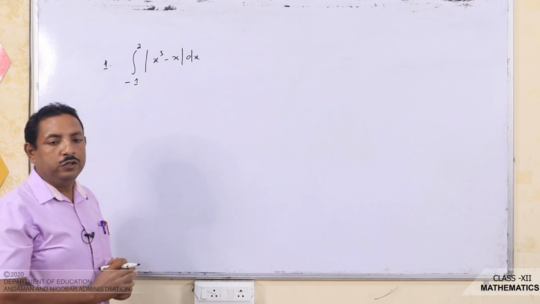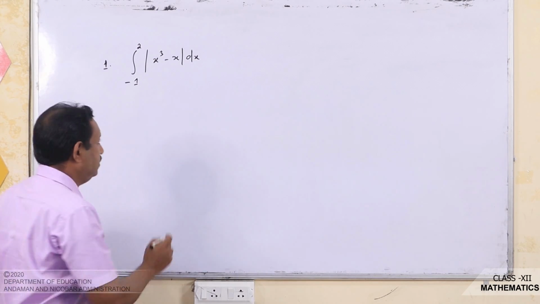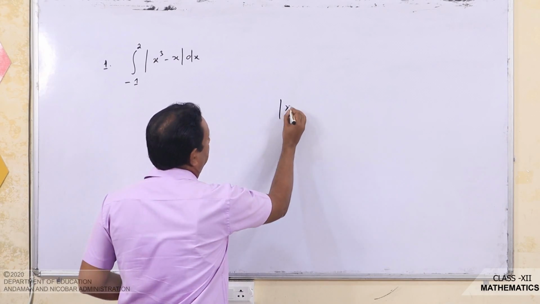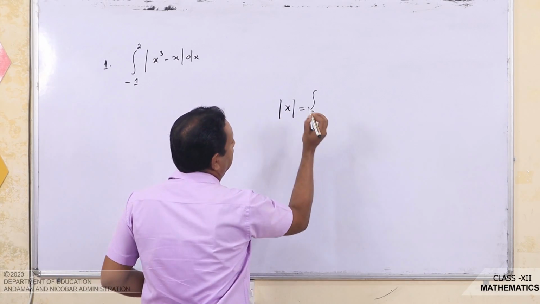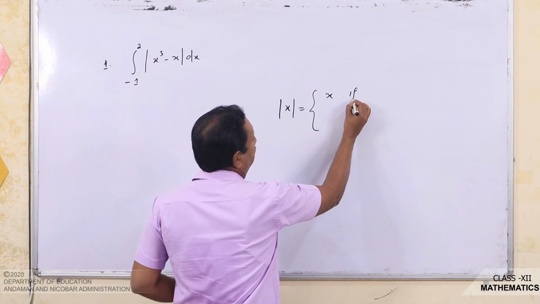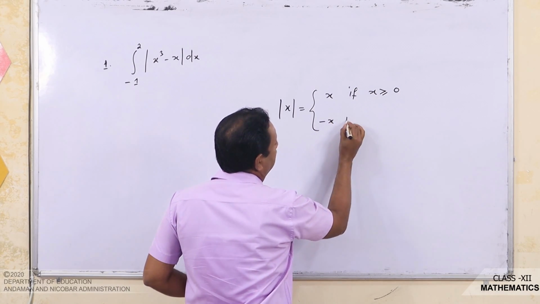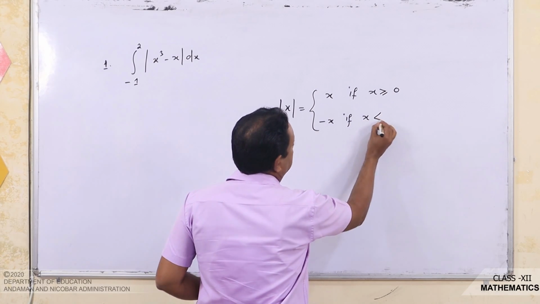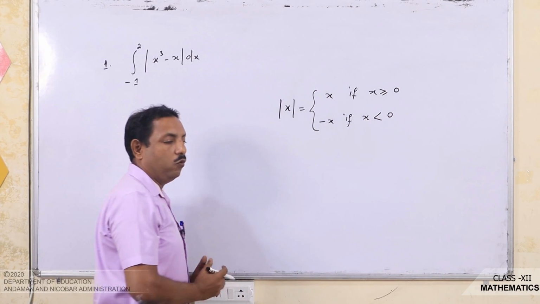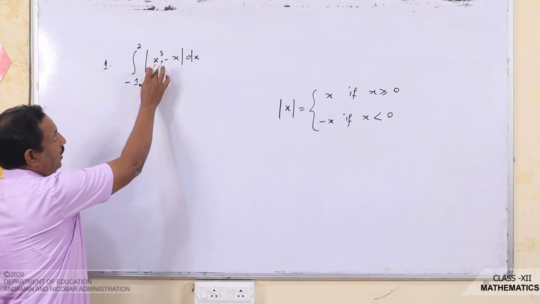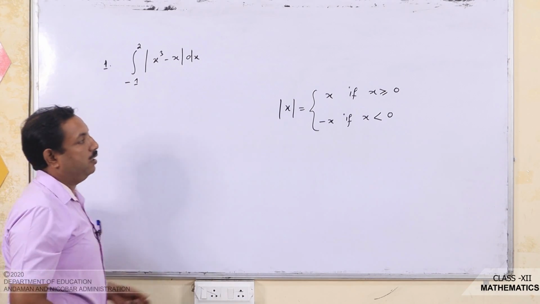We all know that the modulus function, mod x, is defined as x if x is greater than or equal to 0, and minus of x if x is less than 0. That is the definition of the modulus function. So, here for mod x cube minus x, we can apply the same definition.